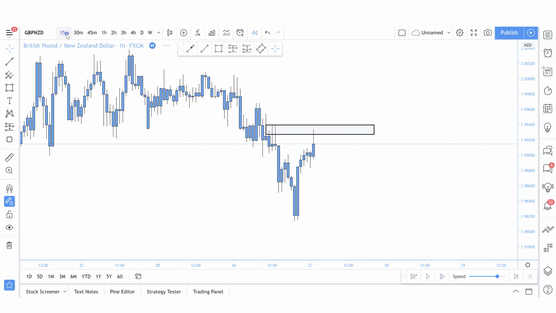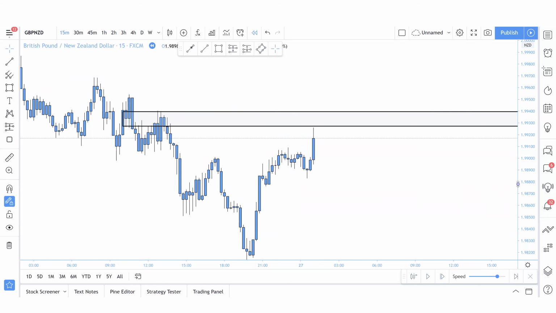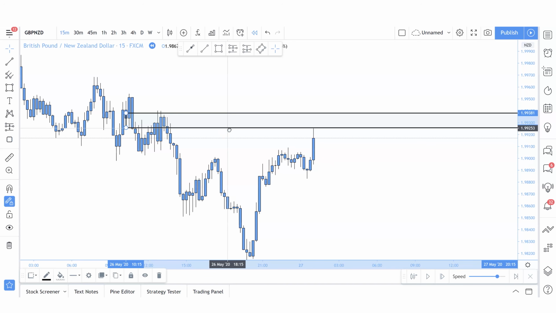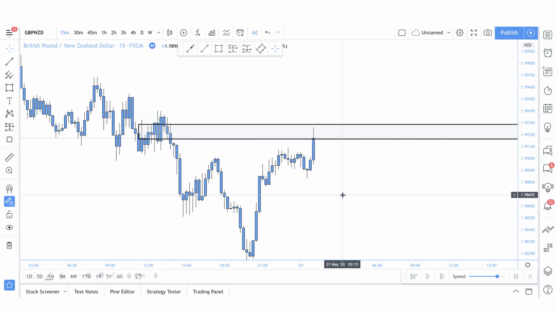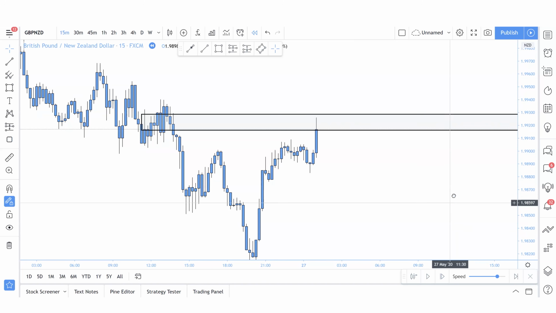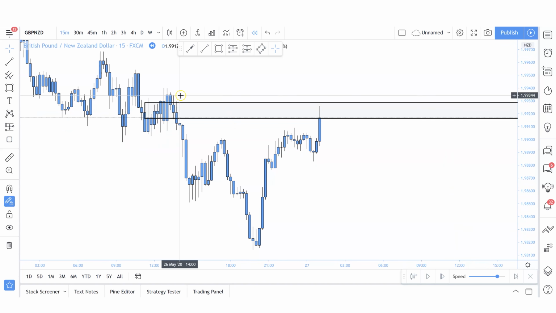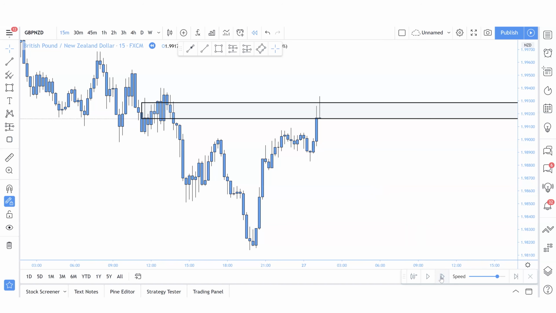So now we're going to scale down to our 15-minute time frame and we're going to start to identify what's happening. Now understand that a key level in the market is not a single line, it's an area. So we're taking this area as a whole and now identifying what's happening. So let's see if we get that momentum shift. We don't get that momentum shift.